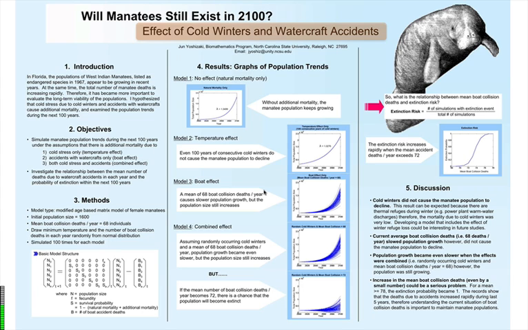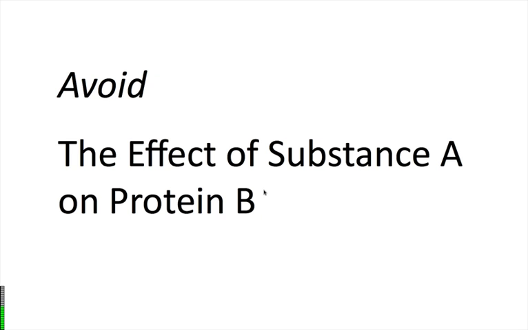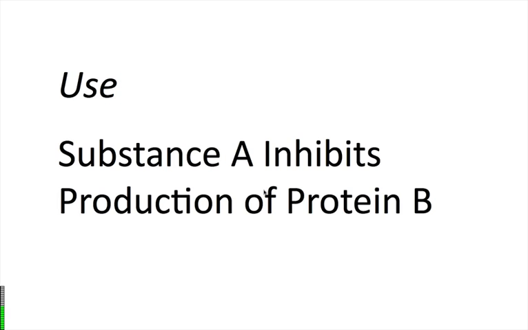What you want to avoid at all costs are boring titles, like the effect of substance A on protein B. Assuming you've done the work, wouldn't it be much more provocative and interesting to state substance A inhibits production of protein B? Number one, it tells people that you've actually done the work and you've found an answer. Number two, if that's all they read, the viewer has something to take away in terms of a message from your work.